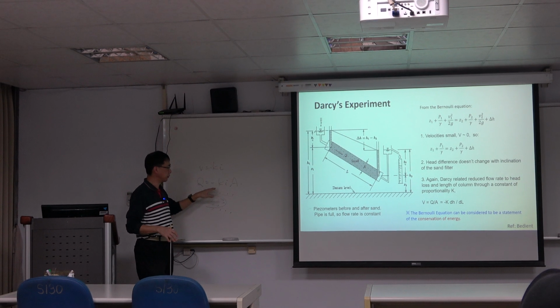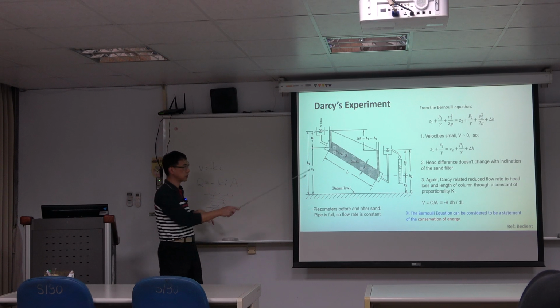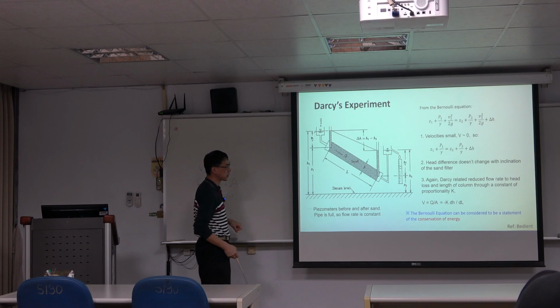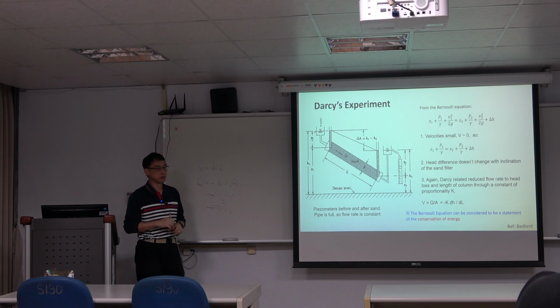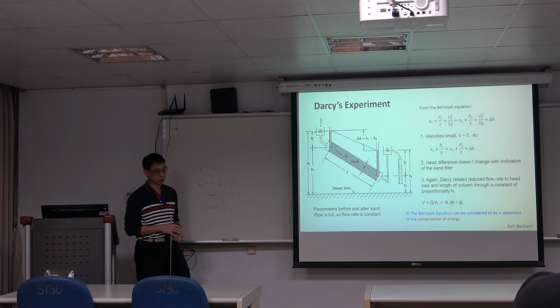Using Q equals minus KiA, where i is the hydraulic gradient, the height difference divided by the length difference, it implies per unit length how much the energy declines. So that is the hydraulic gradient. The cross-section you can measure, and then you are able to get the K value.